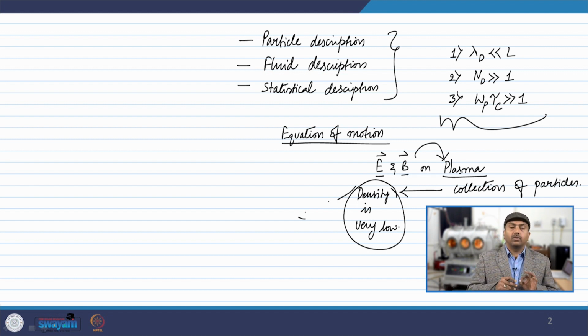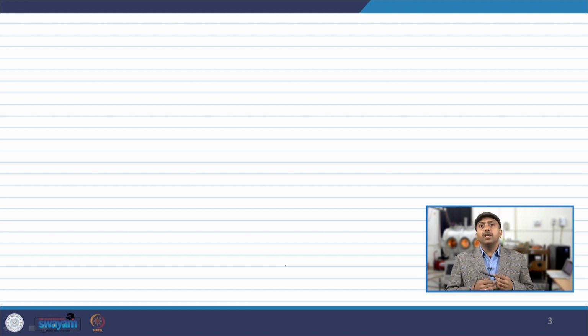So, now we are going to talk about individual particles or single particles, right. So, that is why we are going to call this a single particle theory, and we are going to see how the individual particle will behave in the presence of electric and magnetic fields, right. So, like I said, you want to understand how this particle will behave in the presence of electric and magnetic fields. What do you mean by behave?